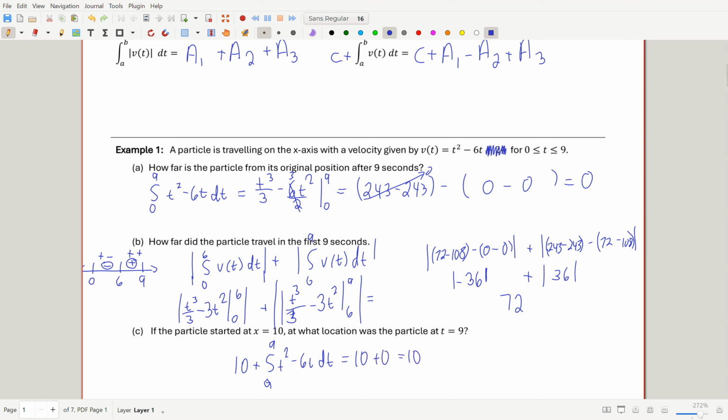So it went 36 units to the left in the first 6 seconds, and then it turned around and went 36 units to the right in half the time. That's what ended up happening.